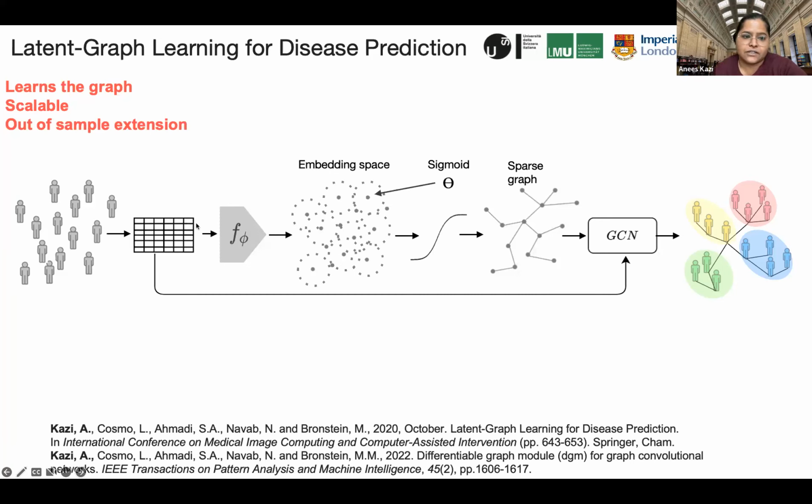So it is also scalable. So this is inductive. What we do is we take the learned weights of this function, and if a new subject comes into the picture, we just embed that new subject into this embedding space and calculate the distance of that particular new subject with other subjects, and then proceed further with our classification.